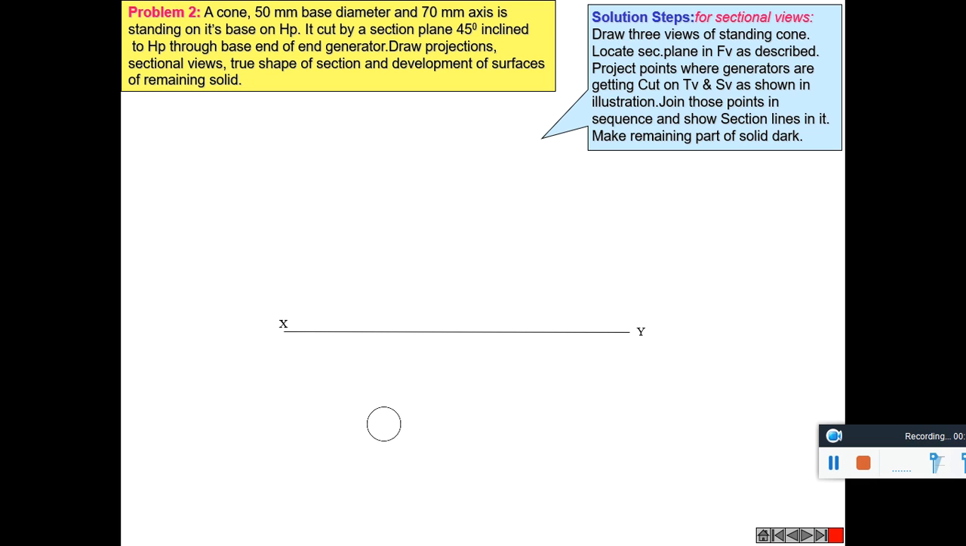Another problem: a cone 50 millimeter base diameter and 70 millimeter axis is standing on its base on HP. It is cut by a section plane 45-degree inclined to HP through base end of end generator. Draw projections, sectional views, true shape of section and development of surfaces of remaining solid. So its top view is drawn. It is divided into 8 equal parts. It will be better if we divide it into 12 equal parts. We get more points for plotting.